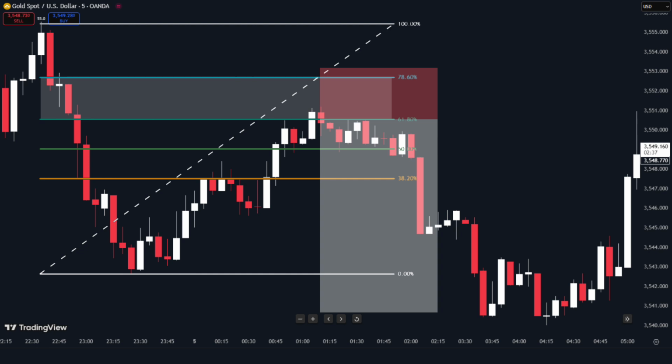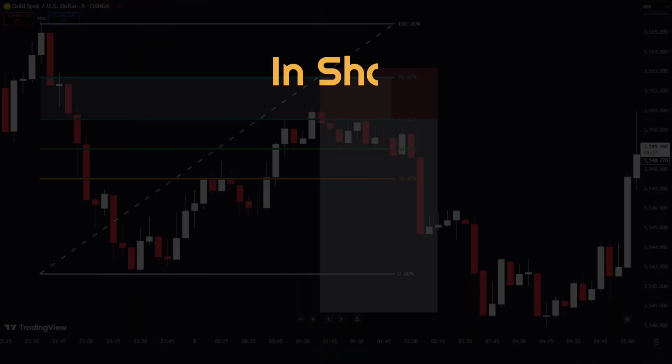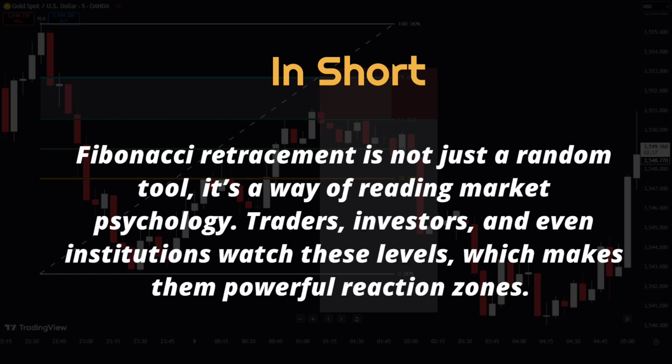Reversals, on the other hand, are about spotting when the trend is losing strength. By combining Fibonacci levels with patterns like double tops, double bottoms, or strong rejection candles, you can catch those powerful turning points. In short, Fibonacci retracement is not just a random tool, it's a way of reading market psychology.